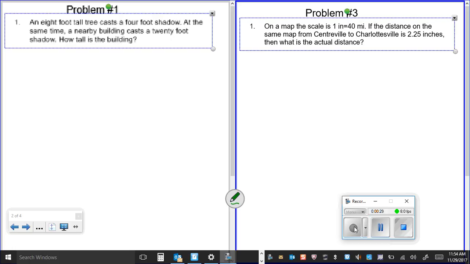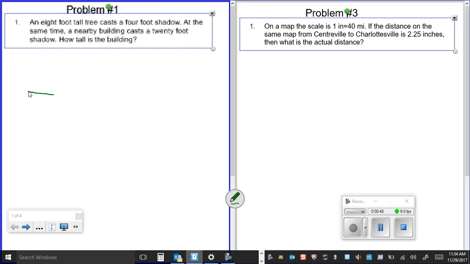An 8-foot tall tree cast a 4-foot shadow at the same time. A nearby building cast a 20-foot shadow. How tall is the building? So the first thing we want to do is see, they will always give you one ratio. So we want to fill out that first ratio. But before we do that, we want to tackle our word ratio.